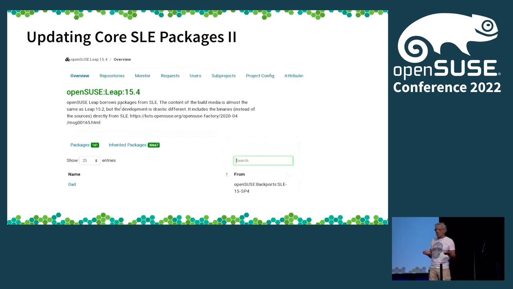Well, of course, we can use OSC for that, but as well, we can use the web front end, fire up the openSUSE Leap 15.4 repository and go to the inherited packages. So here we can search for the package that we're looking for, and we see here from which package from which SLE version it's coming from. So that can be anything between 15.0 and up to Service Pack 4.